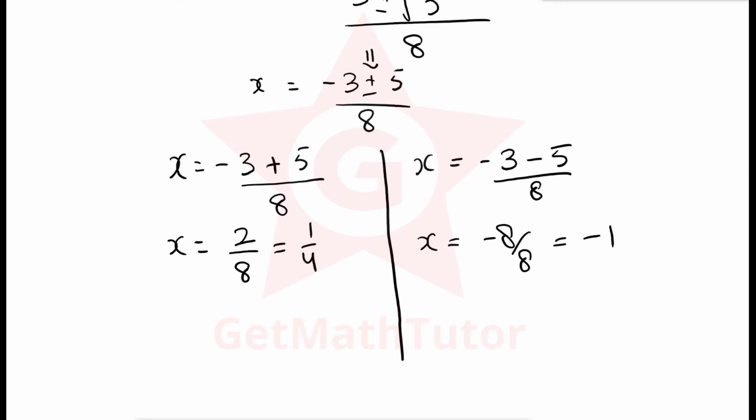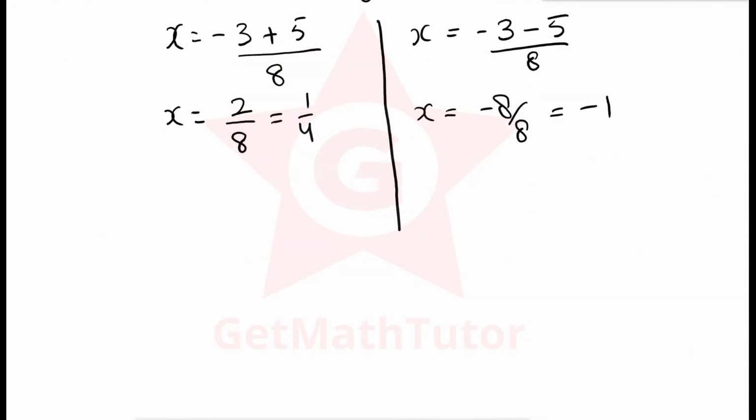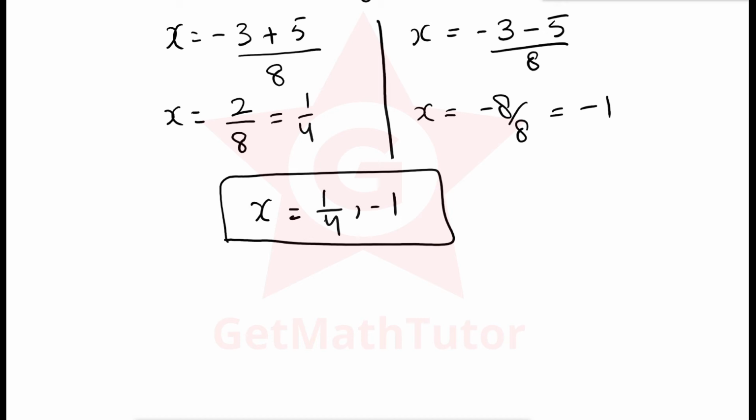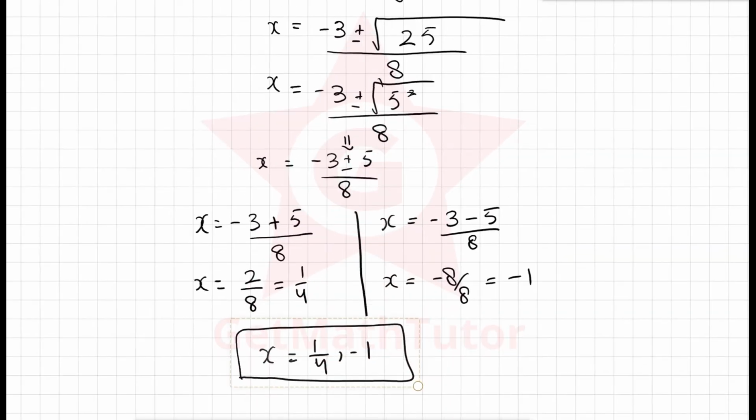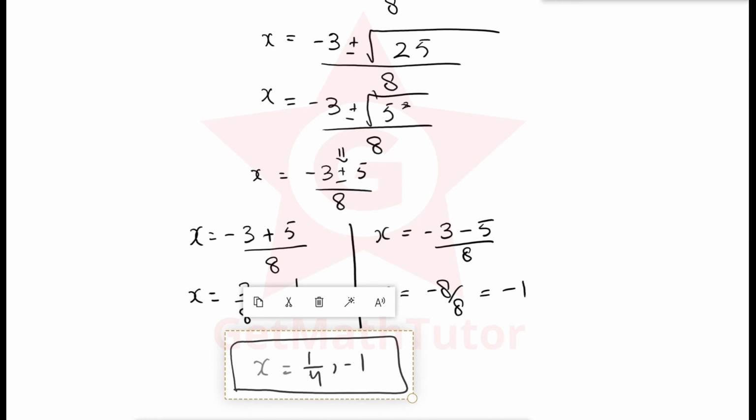All right, so we have got two values of x. Now we have solved the quadratic equation and we have got two values. So x equals 1 over 4 and minus 1. These are the two values of x that are going to satisfy our given quadratic equation.